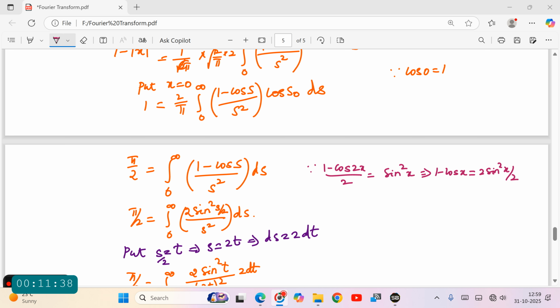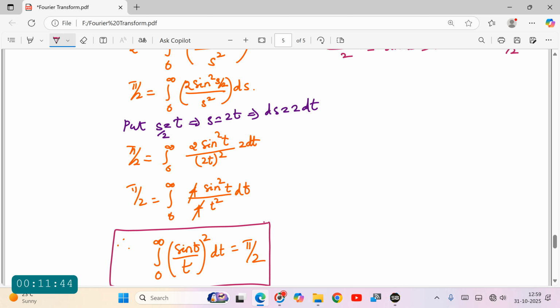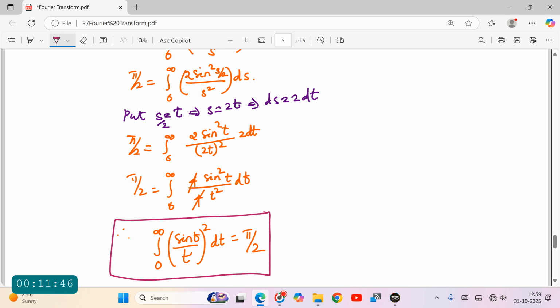Now substitute all these into our last step. We get pi by 2 equal to integral 0 to infinity of 2 into sine square of s by 2. In place of s by 2, replace t, divided by, in place of s, replace 2t, so 2t square, and in place of ds replace 2 dt. Now 2 into 2, the numerator is 4, and the denominator 2 square is 4 into t square dt. The 4 cancels, and our final answer, the proof, is integral 0 to infinity of (sin t by t) the whole square dt equal to pi by 2. Thank you.